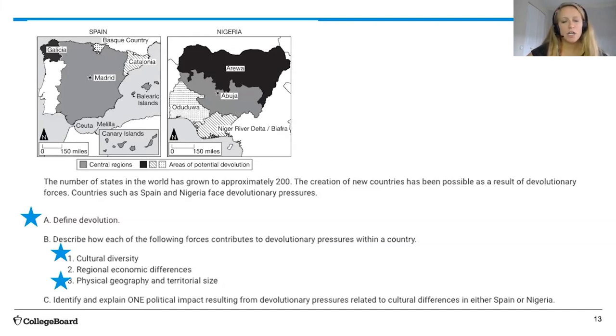But we can now explain part 1 and 2 of part B, where we can explain that cultural diversity could cause ethnic separatism or ethnic cleansing, which could contribute to a country breaking apart, or at least certain areas of the country being given more autonomy. And then we have the physical geography factor too, that a group could just be simply separated from the rest of the country, and that could cause devolution of some kind. We will finish the rest of this FRQ in the next video.